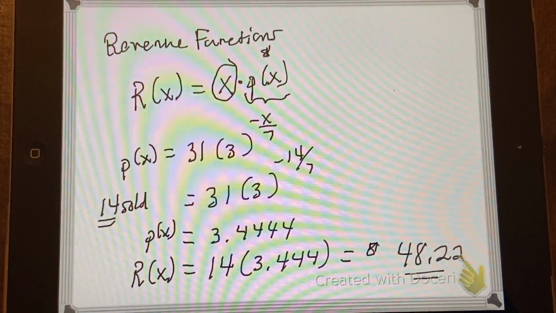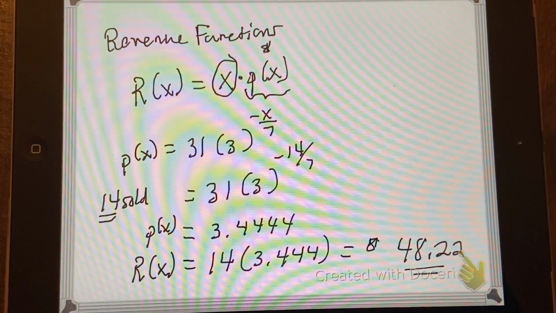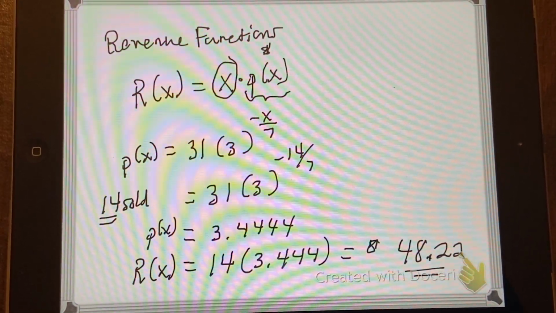So that's the total revenue that is made off of 14 units that were sold. And they don't tell me what I'm selling. You know, this could be any type of units. So that's how much money I end up making in the end.